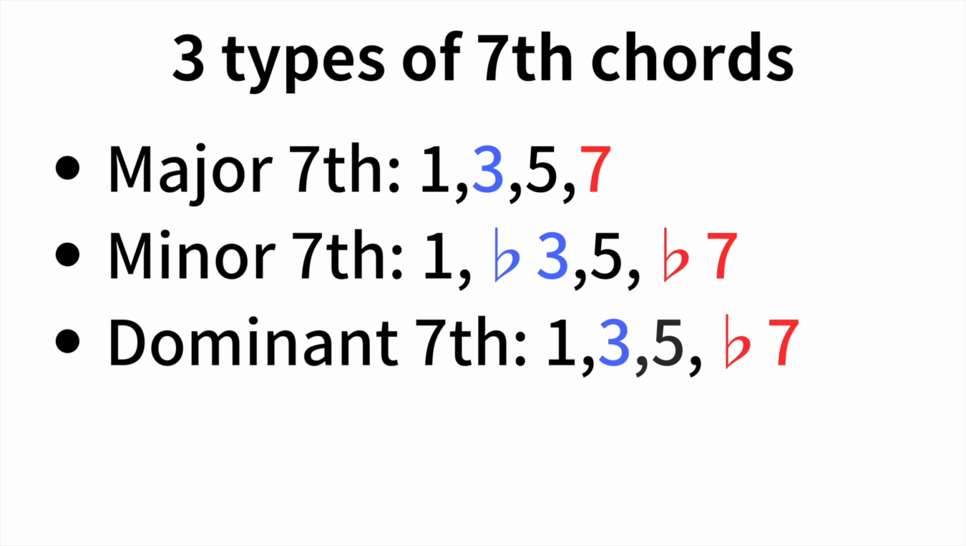A minor seventh chord includes a minor triad, root, minor third, perfect fifth, plus a minor seventh. A dominant seventh chord, often just called a seventh chord, includes a major triad plus a minor seventh. In this lesson, our emphasis will be on the dominant seventh chord, the most commonly used seventh chord in blues music. However, grasping the distinction between these 3 types of seventh chords can enhance your musical knowledge and versatility.